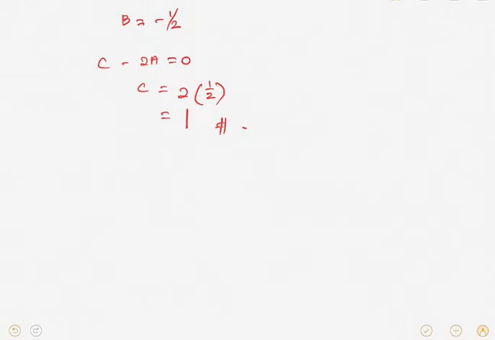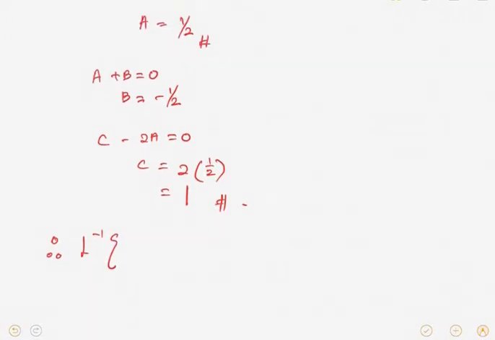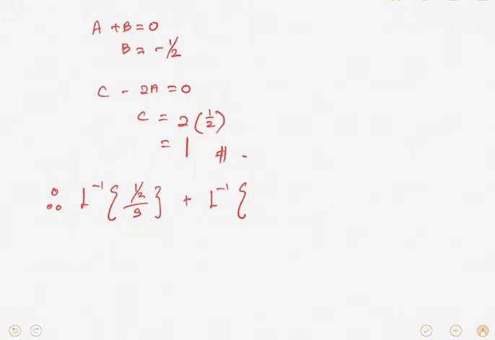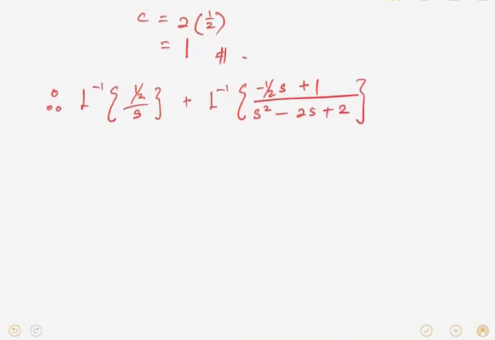Then you substitute back into the equation just now. So your a is half, so you have half of 1 over s, and then plus with b. b is negative half, so negative half s plus c. c is 1 over s squared minus 2s plus 2. So what is your y(t)? Okay, y(t) here, you get half of 1 over s is 1, and then this part is based on the second shift theorem, and then you obtain the inverse Laplace transform.